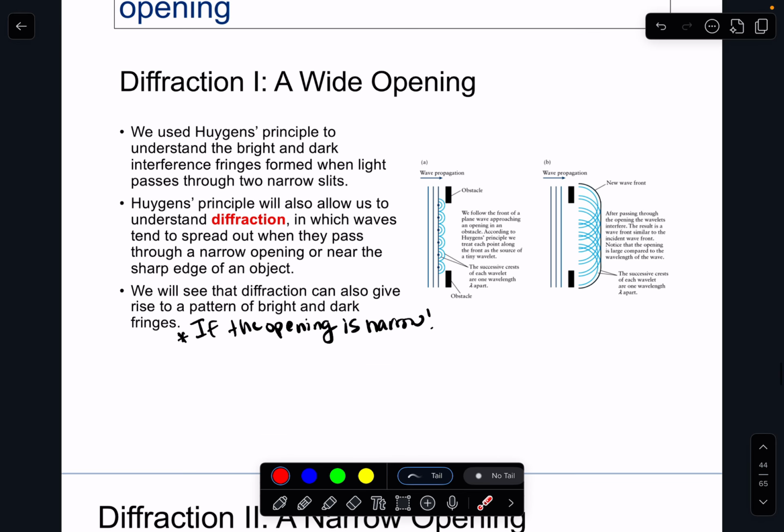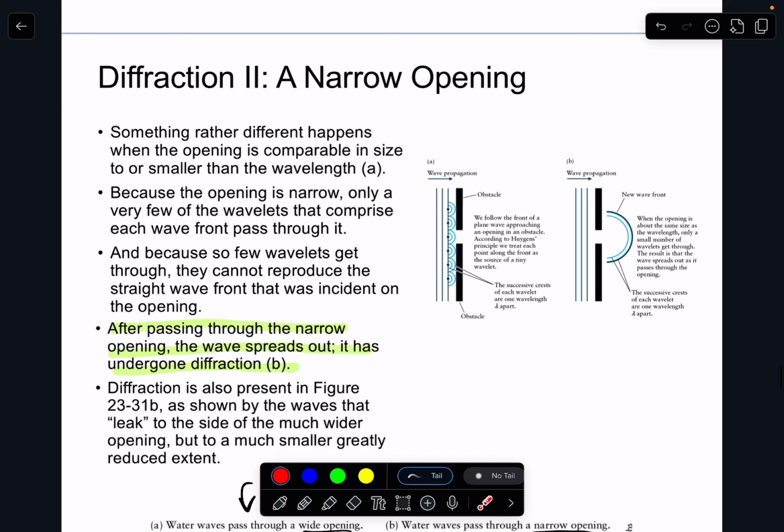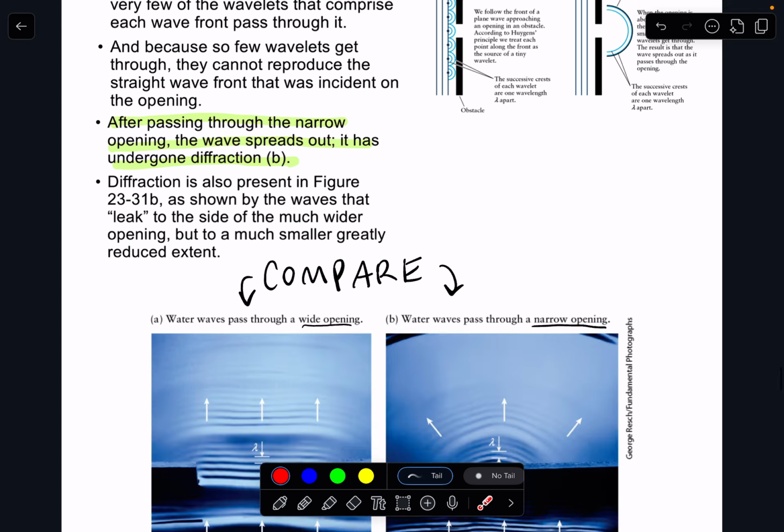Compare that to this picture where a whole bunch went through, and we got this kind of flat wavefront. All these added up to a maximum. Well, now when we only let one through, the wavefront acts as a single source, and we're going to see the wavefronts expanding and expanding. And this light is going to start spreading out, which is what we call diffraction. The waves are going to kind of leak out and give us a pattern.